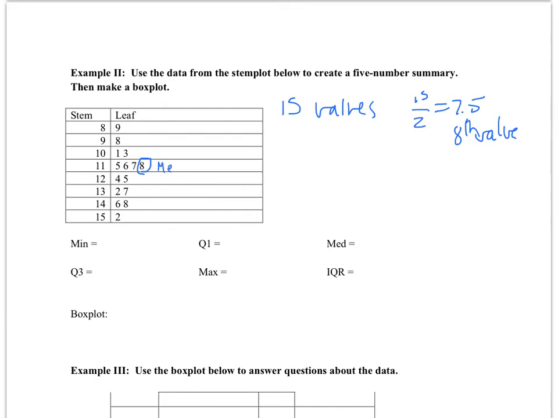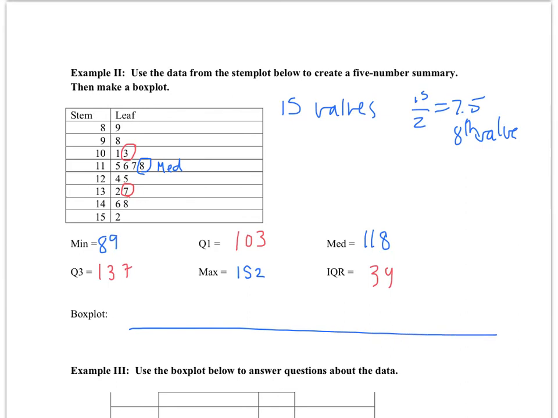Now, when our median is a specific value, we don't count it anymore when we're finding our Q1 and our Q3. So my minimum is 89, my maximum is 152, and my median is 118. Now, when I go to find my Q1, I have 1, 2, 3, 4, 5, 6, 7 remaining scores. Since that's also an odd number, in this case my Q1 is the 4th score, and my Q3 is also the 4th score, giving my Q1 to be 103 and my Q3 to be 137. My IQR is 34.